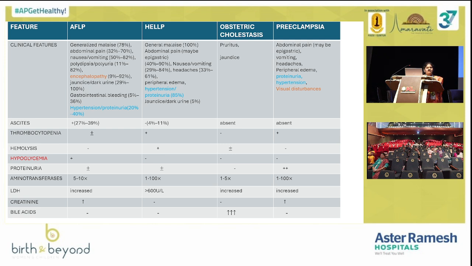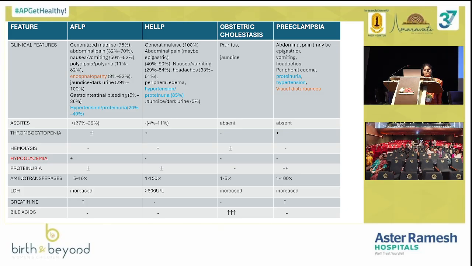The other signs, symptoms and laboratory findings which are specific to AFLP are: ascites is usually present in AFLP, hypoglycemia, and the rise of aminotransferases in AFLP is around 5 to 10 times normal. So these are specific for AFLP. If you come to HELP, they can have hypertension and proteinuria in 85% of the patients, and ascites is very rare but can still be there in some patients, less than 10% only.